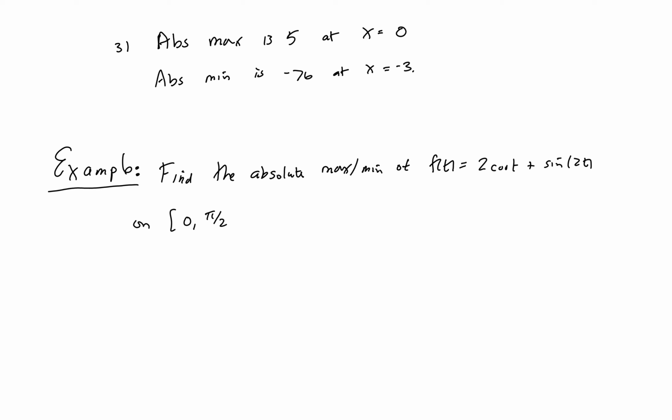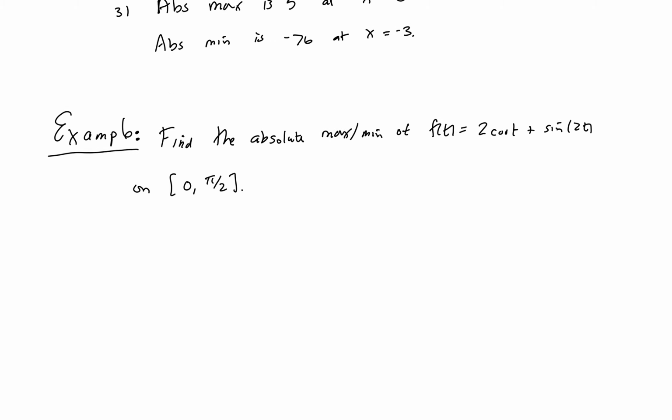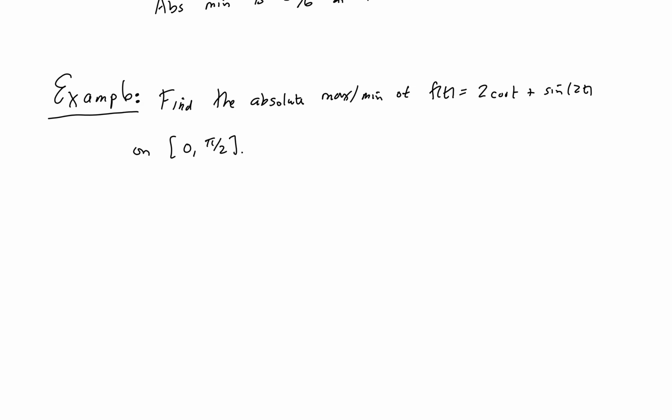Okay, so we want to find the absolute maximum and absolute minimum of this function f of t, which is 2 cosine of t plus sine of 2t. And we want this on the closed interval from 0 to 2 pi. So just like the other ones, we start by taking the derivative. So we know the derivative of cosine is negative sine. And then we have to use chain rule for the second part, so we're going to get cosine of 2t times 2.